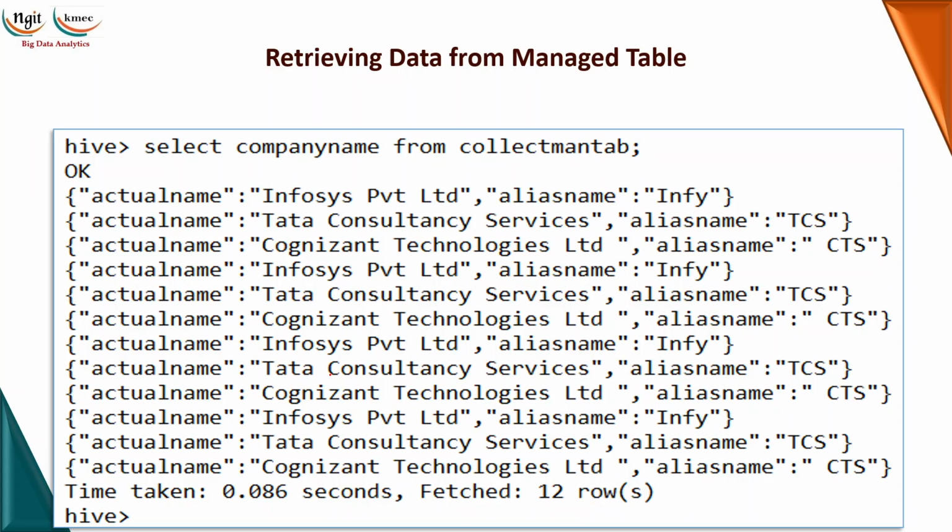Now, retrieving the data from the managed table, another way: if you want to get the company name, you can give SELECT company_name FROM the table name, so that it gives the two elements, the actual name and the alias name. So only the company name.